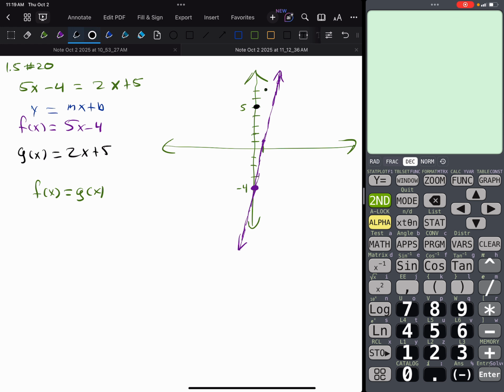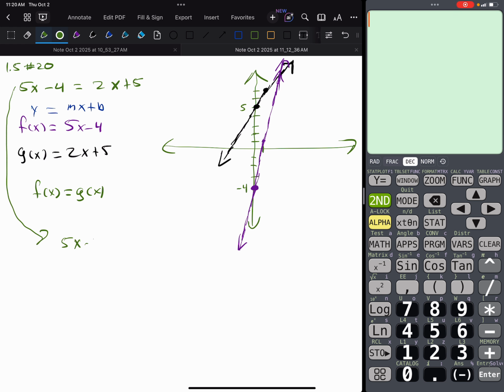And probably should use the color of the line, the black color of the line, and sketch myself a line that goes up from there. Okay, so that's the sketch of the situation. Now let's do the math of the situation.